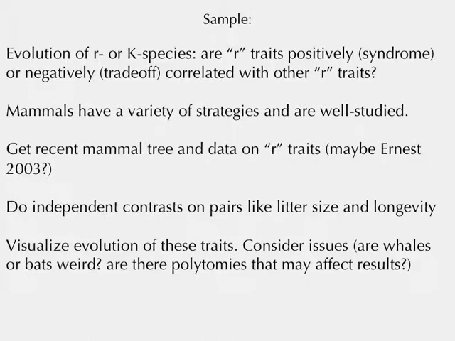I could then do independent contrasts on this, which we talked about in the past. That controls for non-independence. Right? And you can also just look at it on the tree: you can reconstruct litter size and gestation time on the tree and see if it makes sense as well. Whether there are multiple independent origins where you see the same thing happen. Okay? And so this sort of study is going to be very feasible, and hasn't really been done much.